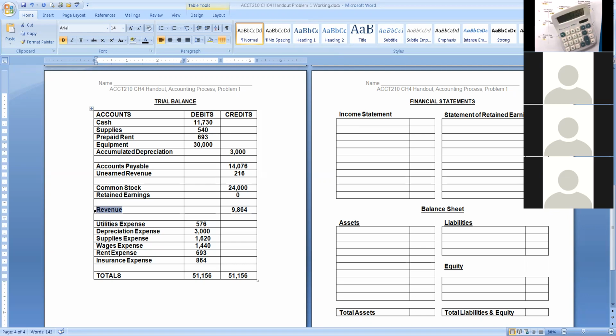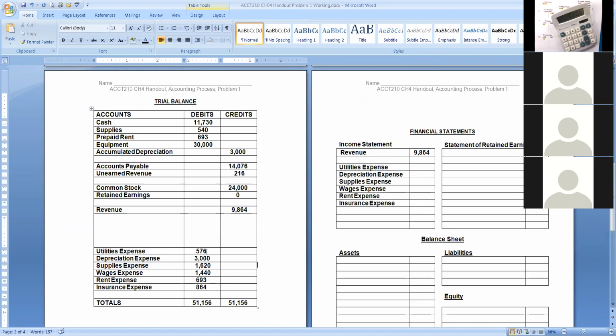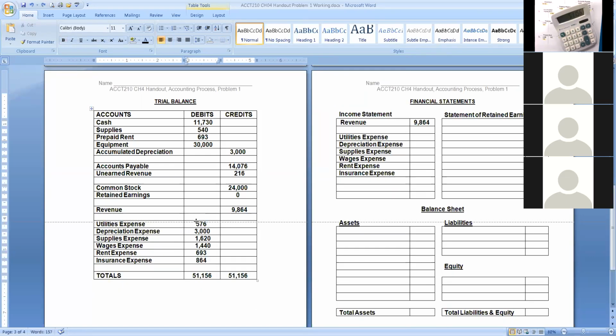Yeah, Control-C to copy. So revenue, and you can just cut and paste this if you want. Expenses. Next.